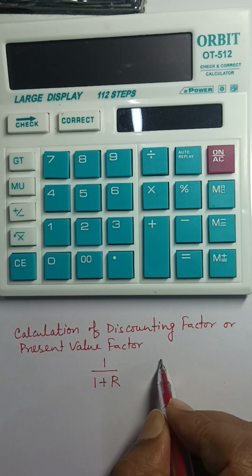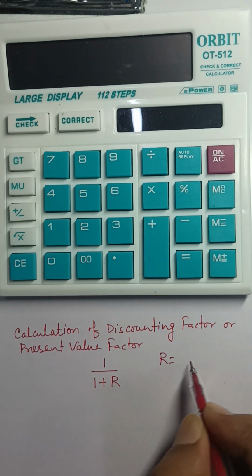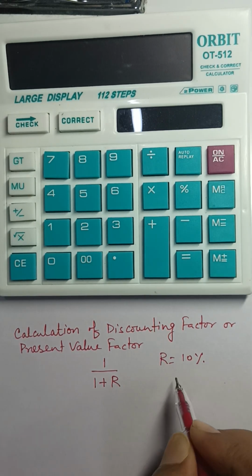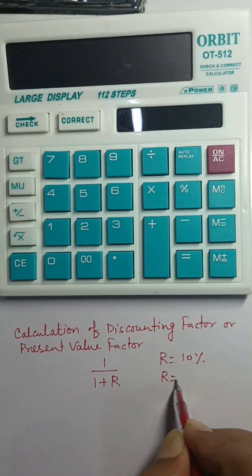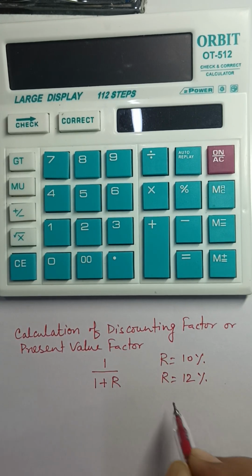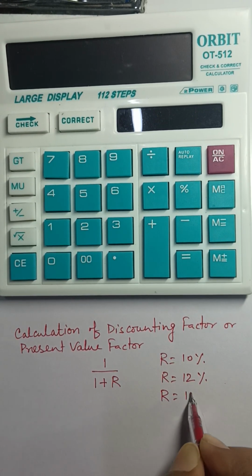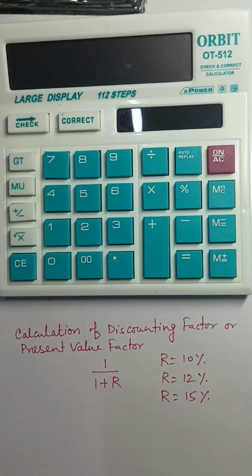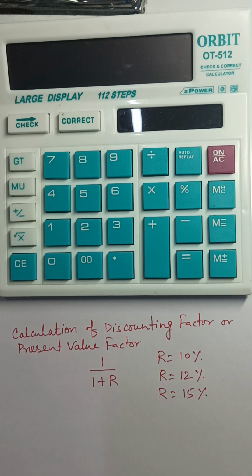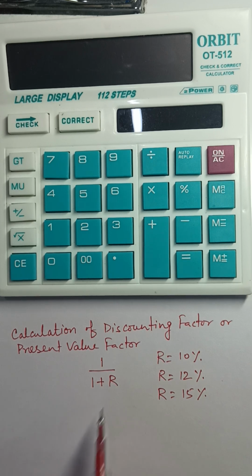It may be that R can be 10%, R can be 12%, R can be 15%, whatever rate, at 10, 11, 12, 15. I have taken here 10, 12, 15, and I'll show you how we can calculate the discounting factor value in a simple calculator. So here the formula is 1 divided by 1 plus R.